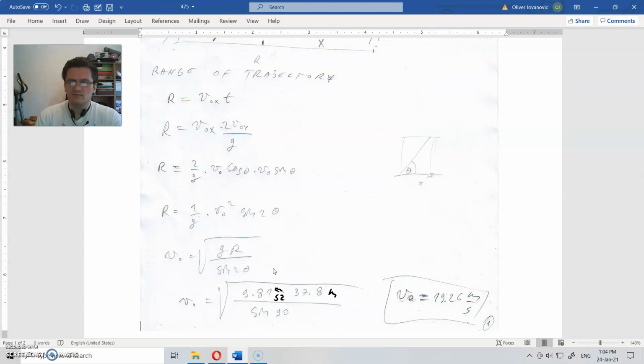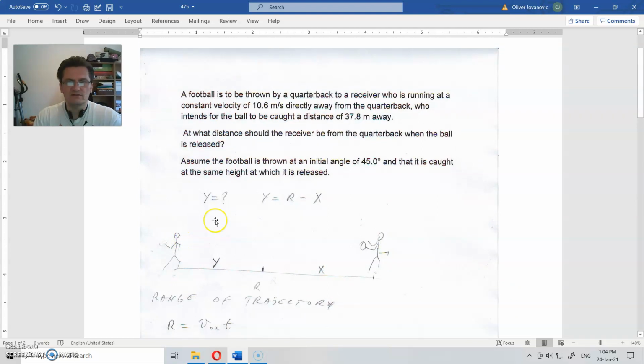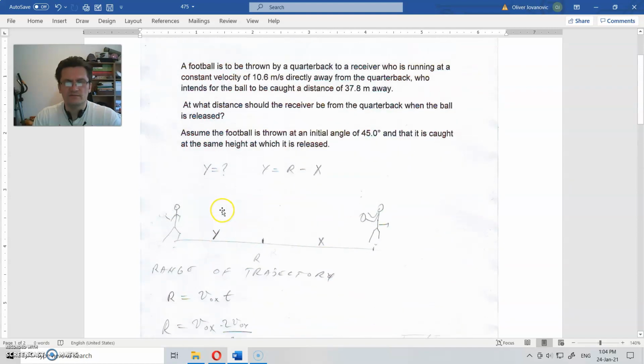and that is 19.36 meters per second. So the initial velocity is 19.36 meters per second. Okay, and we found that from the range, and this is the motion of the ball.